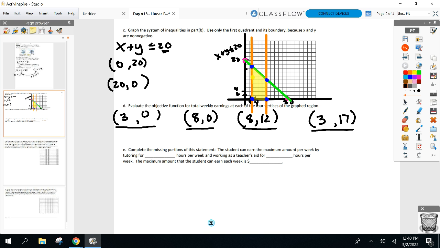All right, hard work's done. Take them, plug them in, and figure out the max money I can make tutoring and being a teacher's aide. Go back to your z equals, your objective function, and plug them in. This is how we're going to determine, based on these restrictions, how much I can make in total, maximum.